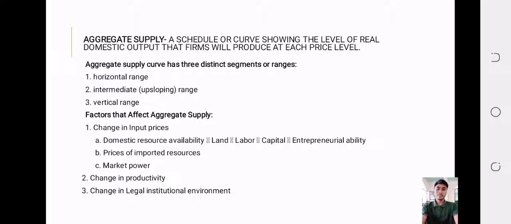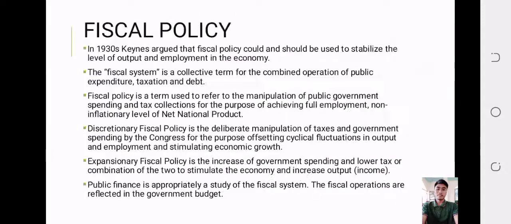And the factors that affect aggregate supply: first, a change in input prices. These are the domestic resource availability (land, labor, capital, entrepreneurial ability), the prices of imported resources, and market power. Second, a change in productivity, and third, a change in the legal-institutional environment.